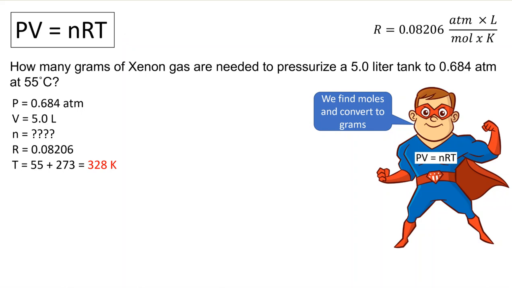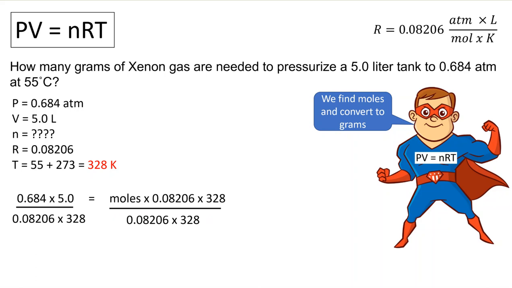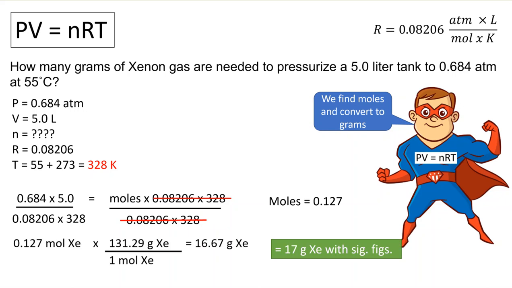So we identify our pressure, our volume. We're going to solve for n. R, we're using 0.08206, and we kelvinate our temperature. We have PV equals nRT. We need to isolate moles, so we're going to divide both sides through by 0.08206 times the temperature. We isolate moles. Moles is 0.127. Now we're ready to solve for grams, so we need the periodic table.